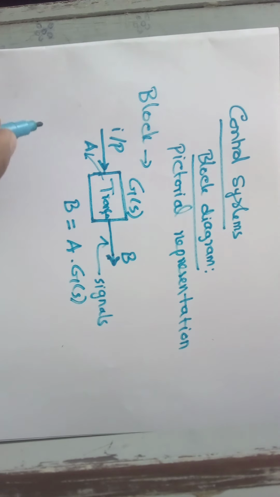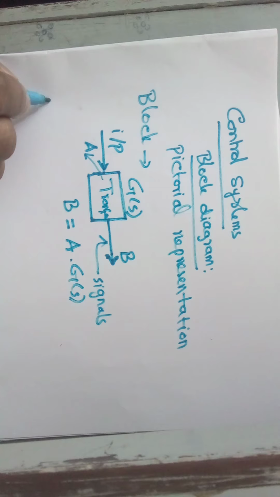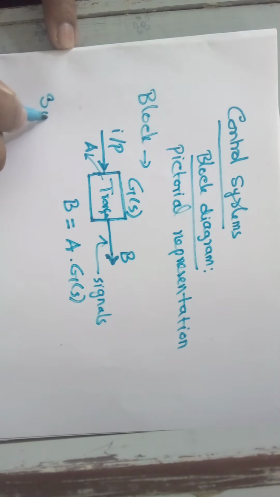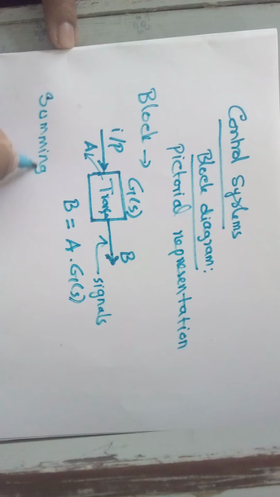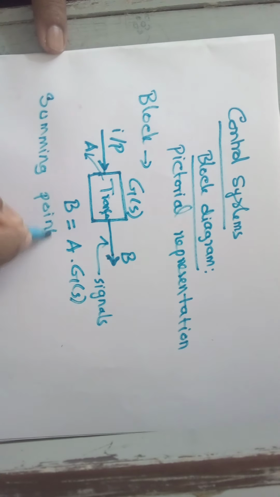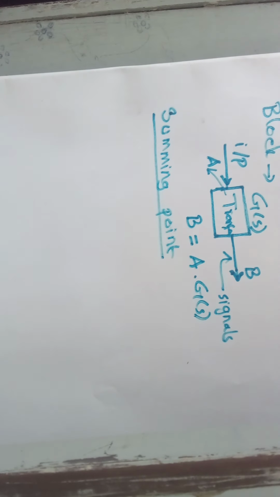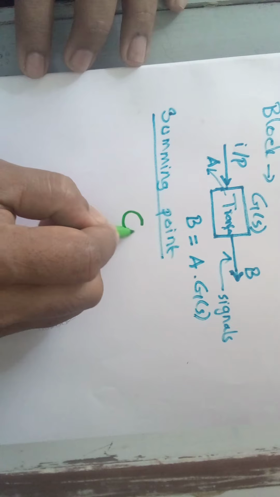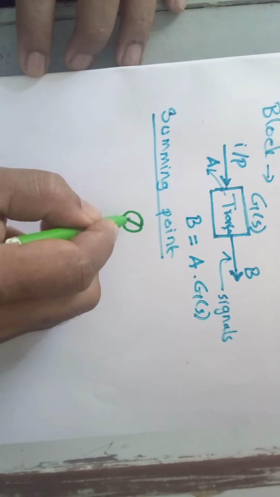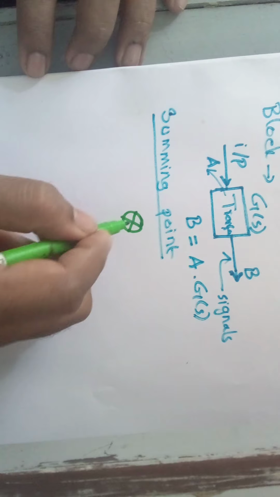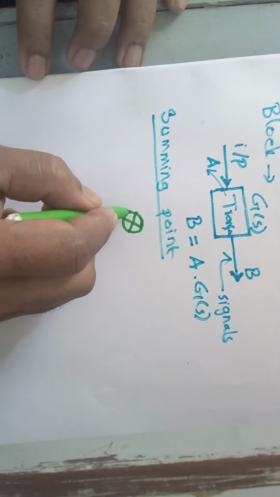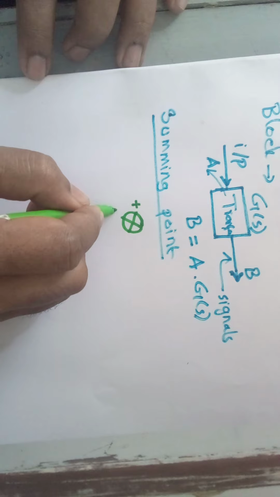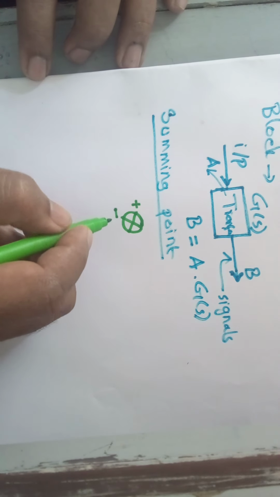Okay, now another element in the block diagram representation is the summing point. You know what we mean by summing, right? Summing point means adding the signals. It is a block which is used to add two or more signals. So this is the representation of a summing point. Here this is a summing node, and here you will be representing the sum operation or the subtraction operation, right?